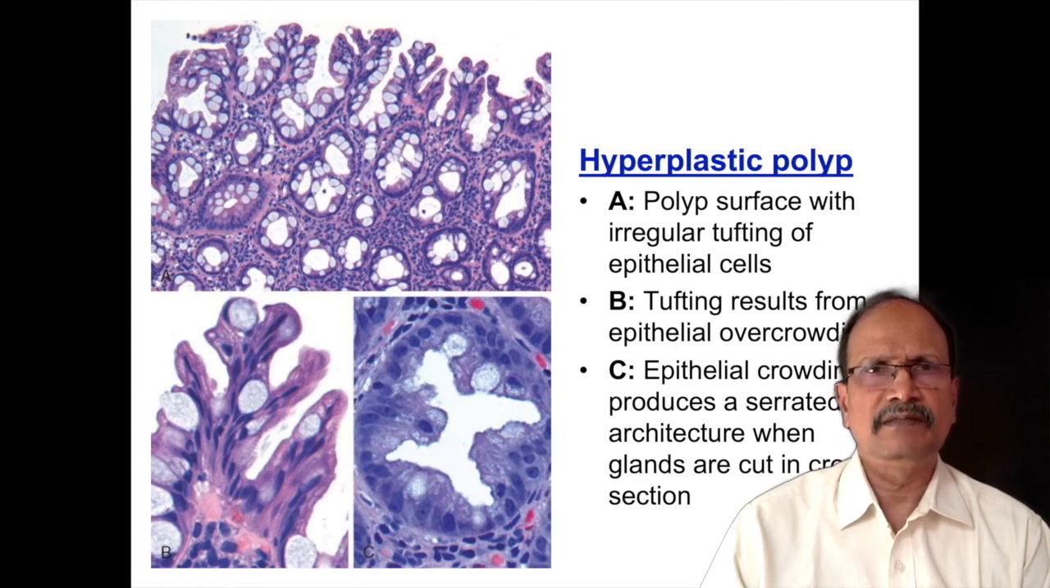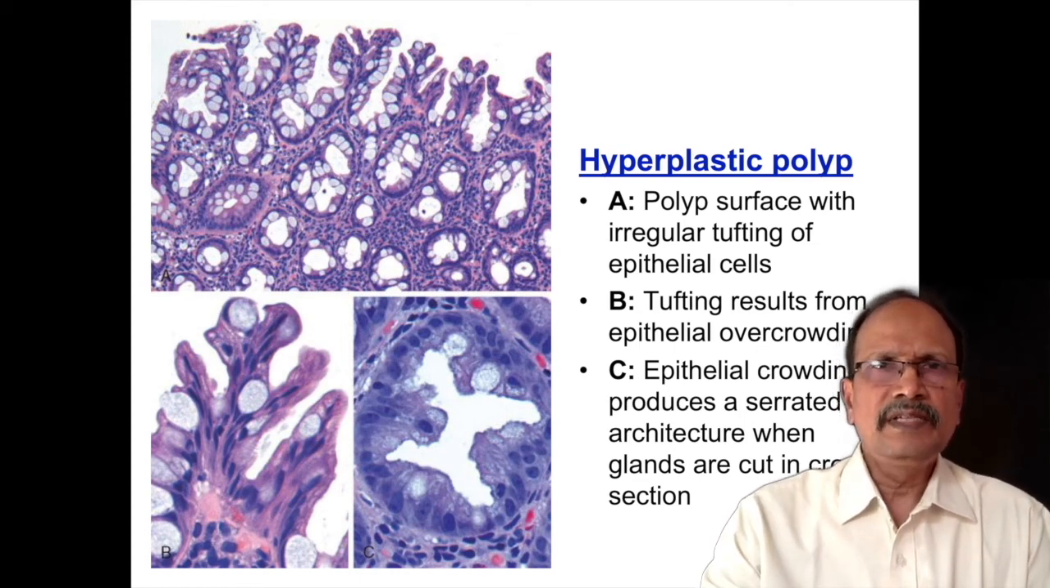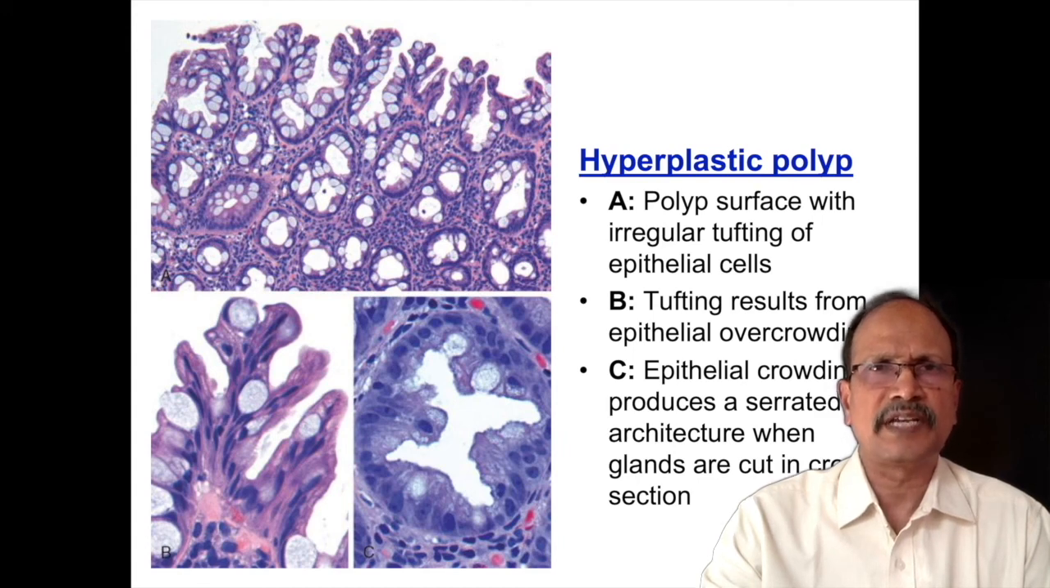But see that serrations, they are confined to the top portions of the crypts. Only upper portions of the crypts are involved in this serration, and this feature will help us to identify and differentiate this hyperplastic polyp from that of serrated adenoma.